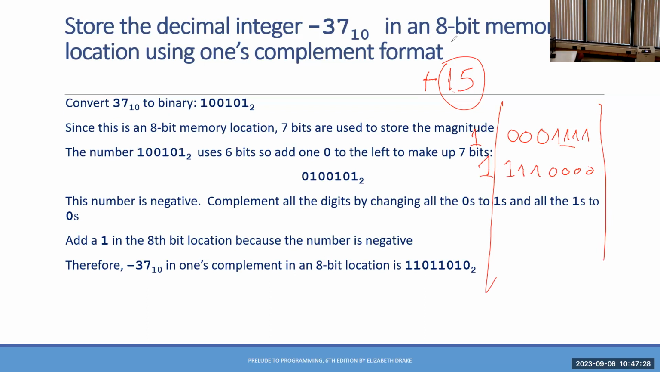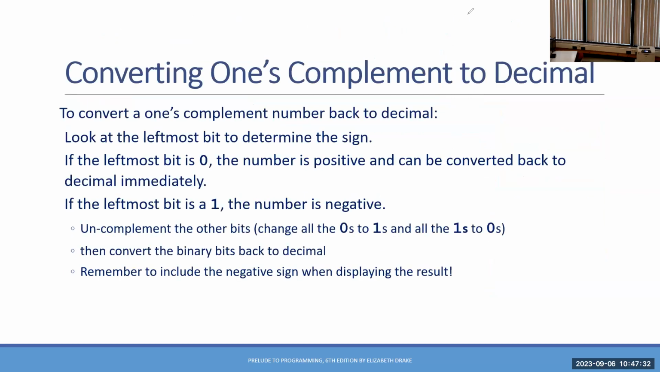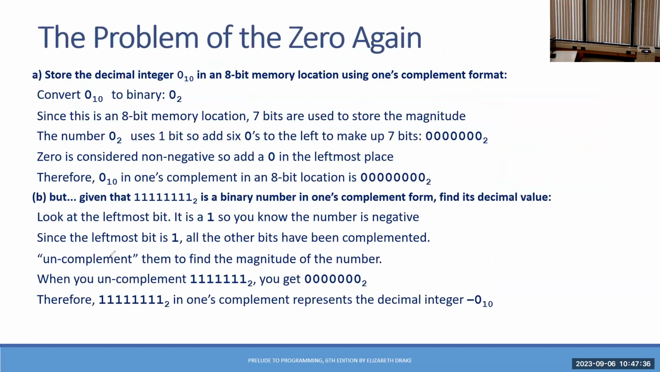Clear or not? Okay, clear, right? Now, again, you have how to do that. Again, for the one complement, you also have to worry about the 0 here. You have 2 ways to represent 0.